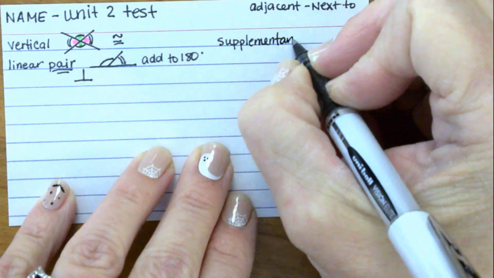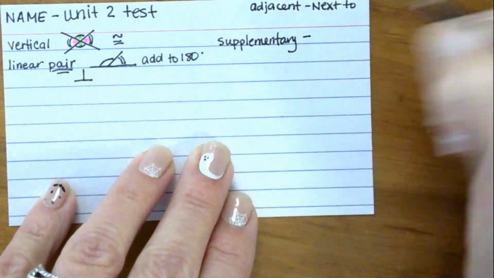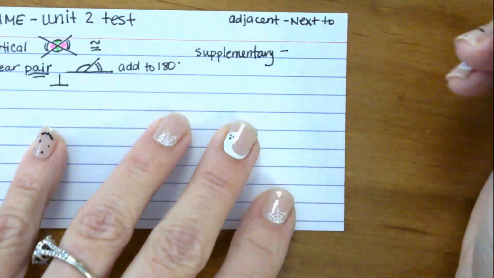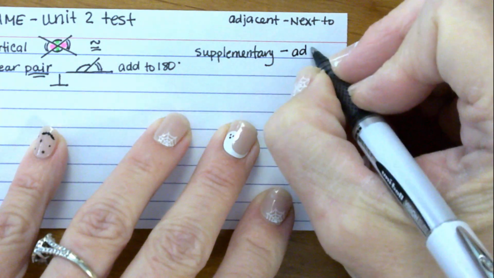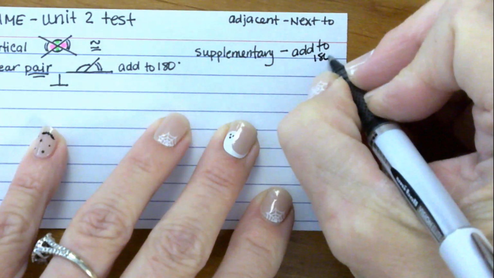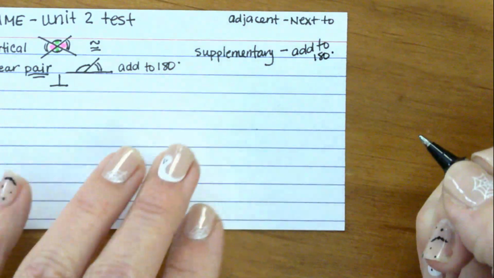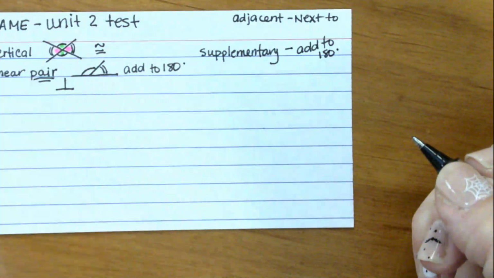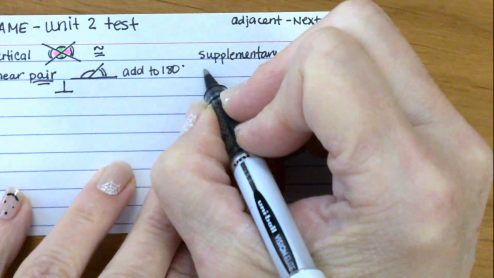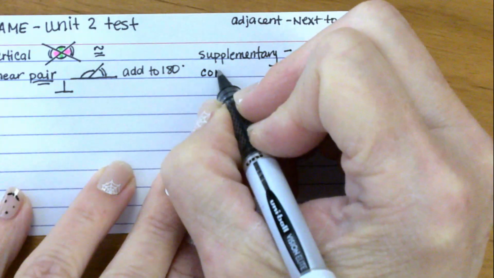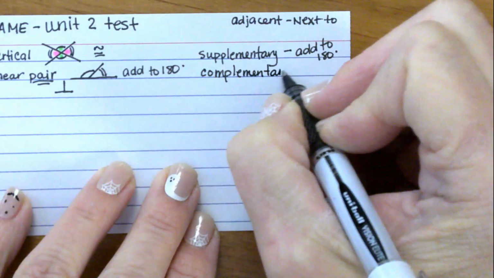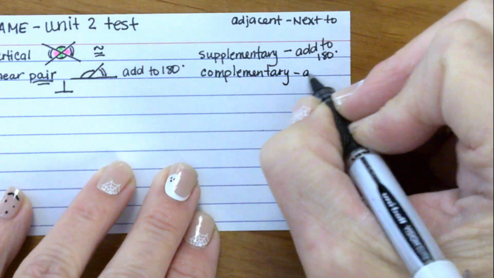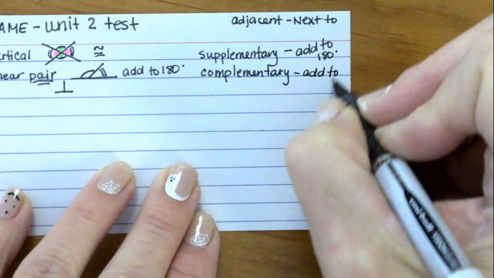Supplementary. Any two angles, any two that add to 180. They don't have to be side by side. They don't have to be a linear pair. They're just any of them. And then complementary. They're going to add to 90 degrees.